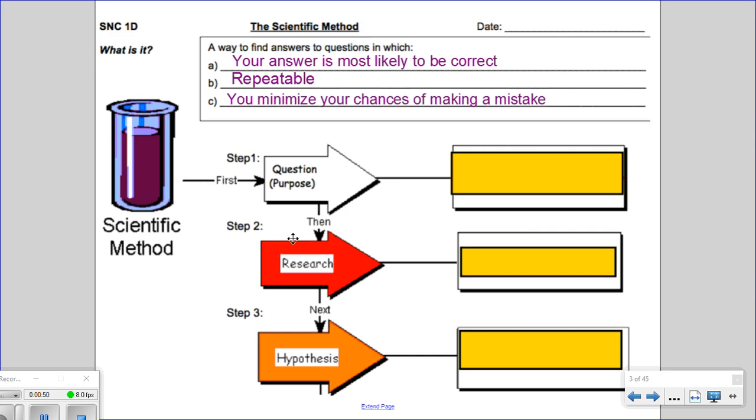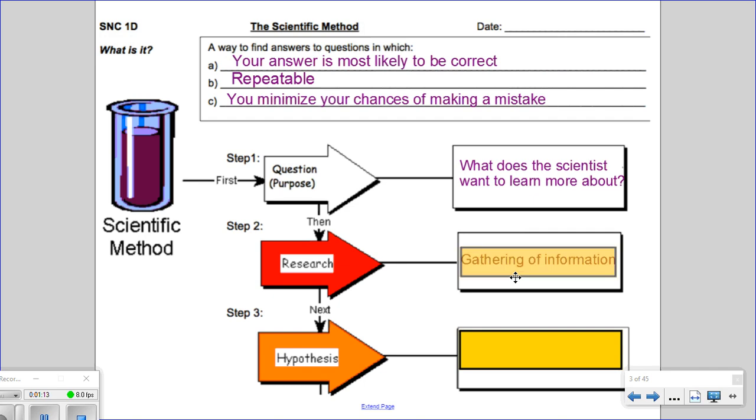So in the scientific method, the first step is you need a question or a general purpose. So, with that question, what does the scientist want to learn more about? What do you want to learn more about? So that is generally what will guide the purpose. The next step then, once you have that question, is to do a little bit of research. And that research is basically going to be gathering information.